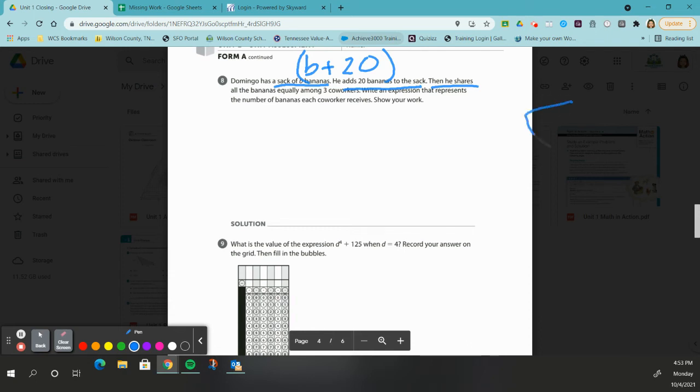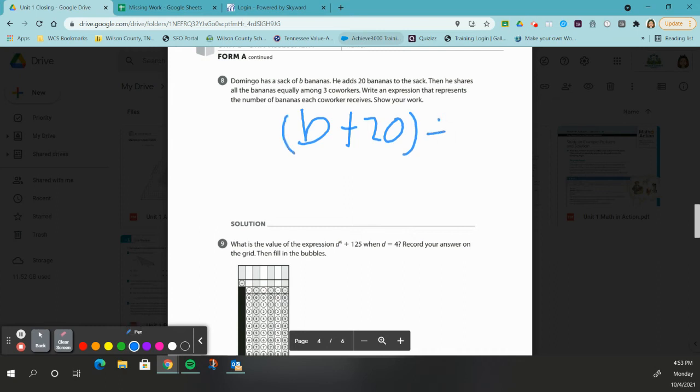So if I have bananas, I don't know how many, and I'm sharing them with 3 people, then I am dividing my bananas among my friends. So I'm putting them into 3 groups. So we want B plus 20 to come first, then divide by 3.